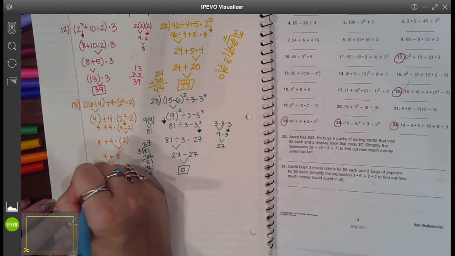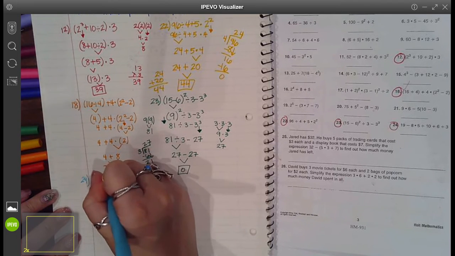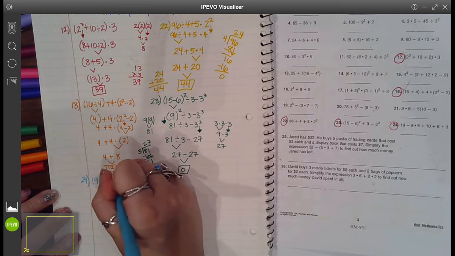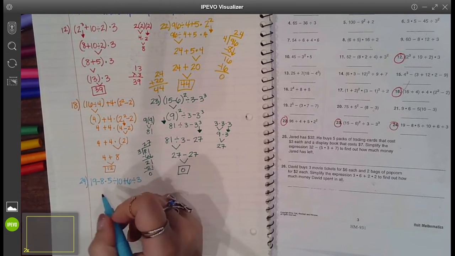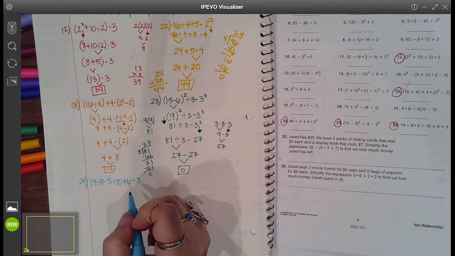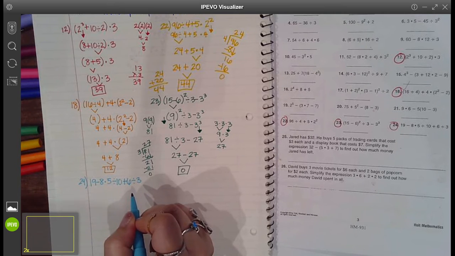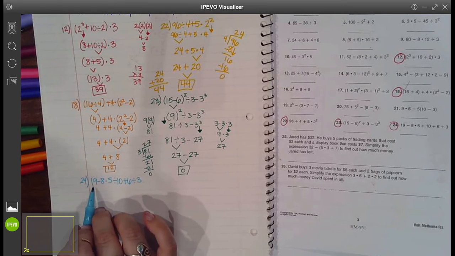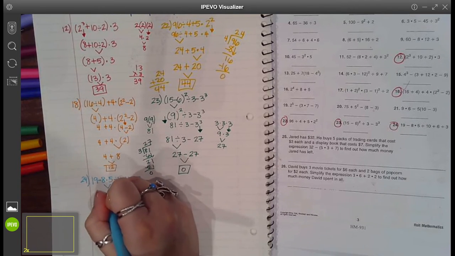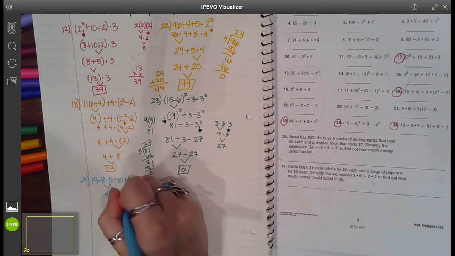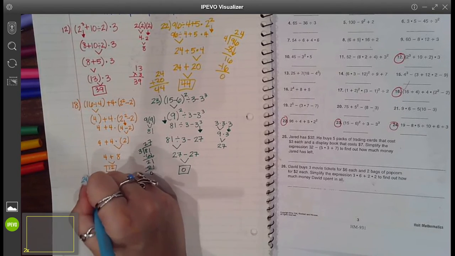Number 24 says 19 minus 8 times 5 divided by 10 plus 6 divided by 3. Do you see any parentheses? No. Do you see any exponents? No. So look for some multiplication or division. Start from left to right. Right here, some multiplication. So 8 times 5 is 40. Bring down the divided by 10 plus 6 divided by 3, and that minus 19.